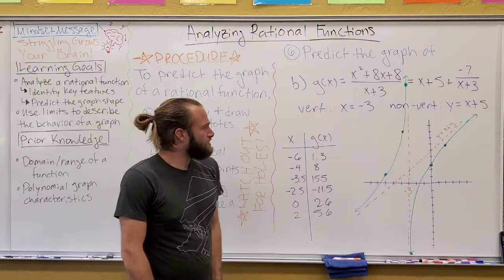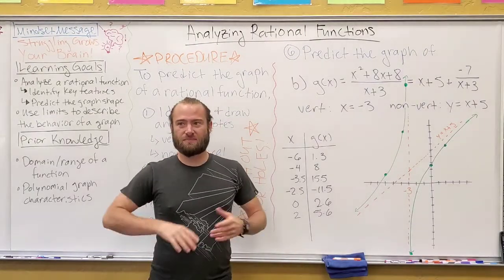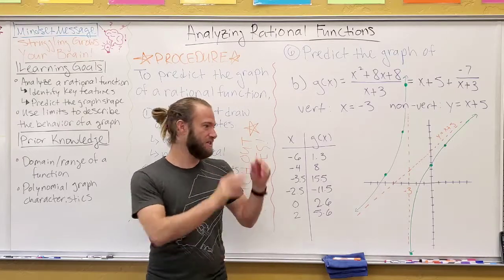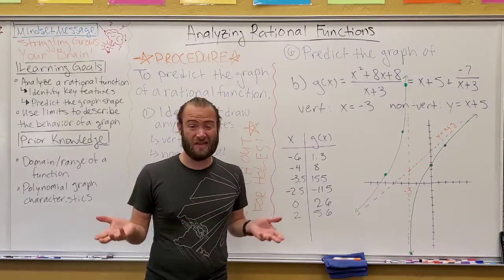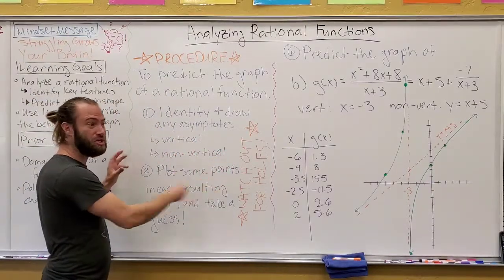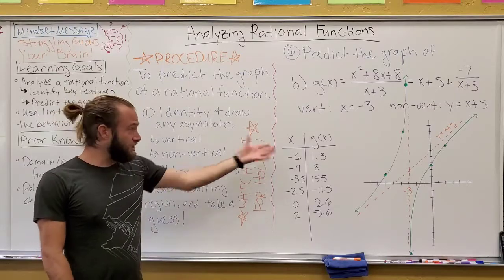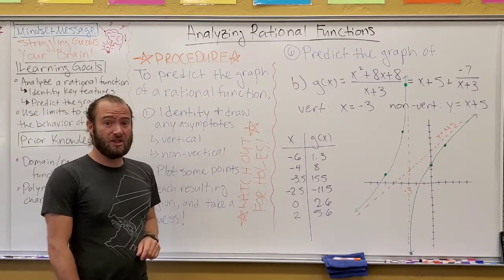So that's pretty much it. The thing is with these, there's so much variety in the shapes, you can't just generalize, oh, this is going to look like this and this is going to look like this by looking at them. So this procedure is a nice, powerful tool to use for any rational function that's thrown at you, and you can do this and take a good guess at what it's going to look like.